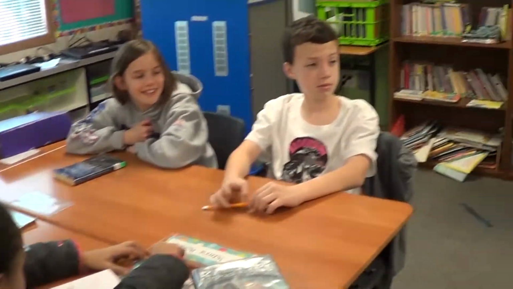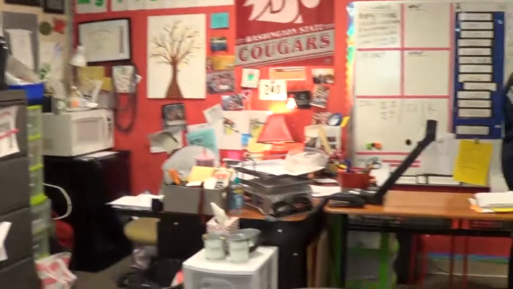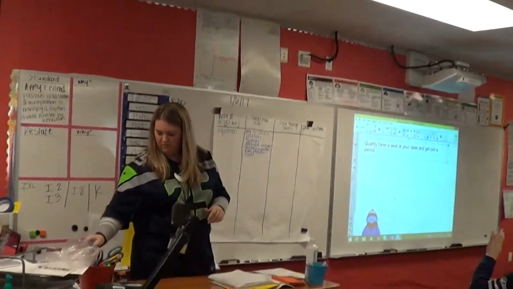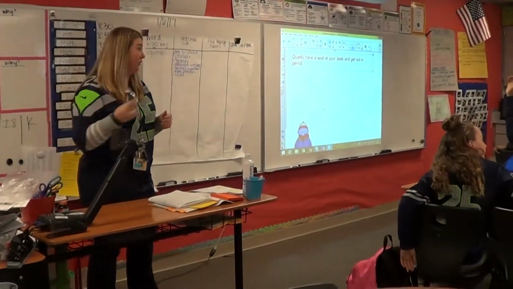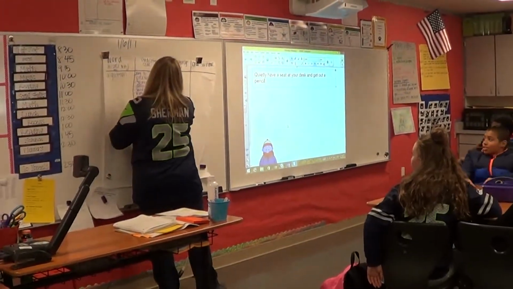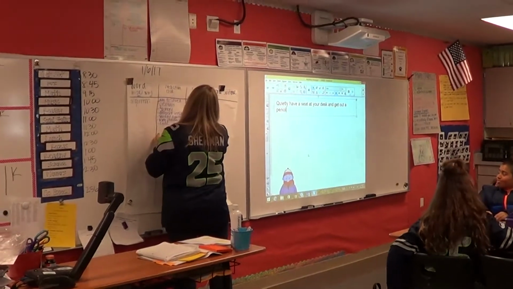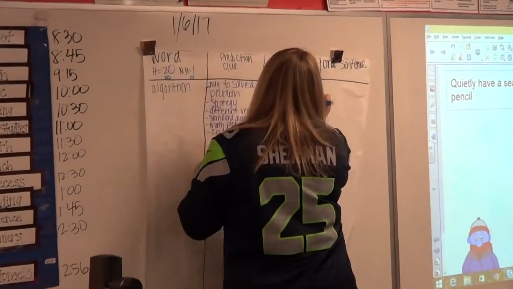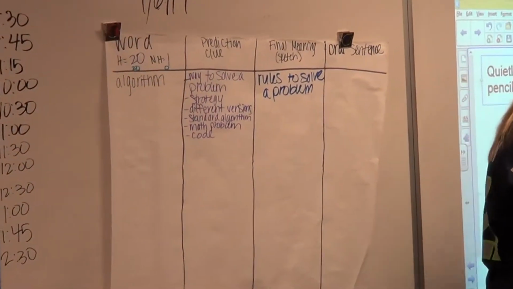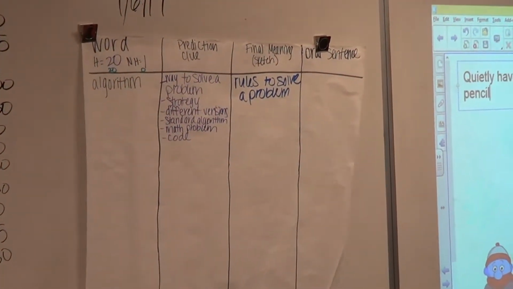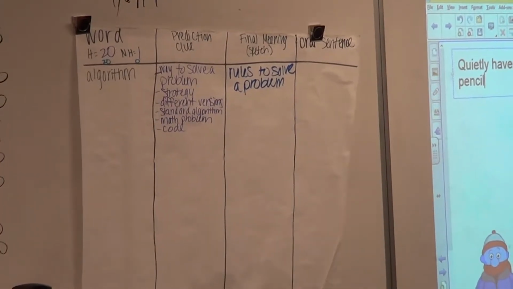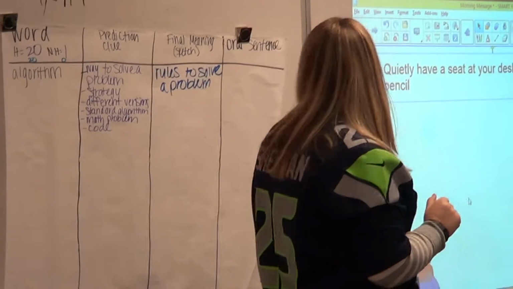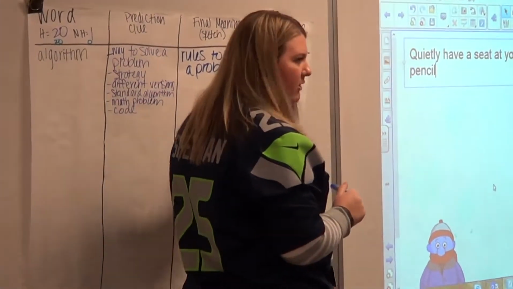Okay, so again, it's getting pretty quiet. So what do we think the definition, final meaning of the word algorithm is? Calvin? Rules to solve a problem. Okay, and does that necessarily have to be a math problem? No. Okay, Caleb? Like kind of like a strategy or a pattern. Okay, so maybe a strategy of rules to solve a problem.